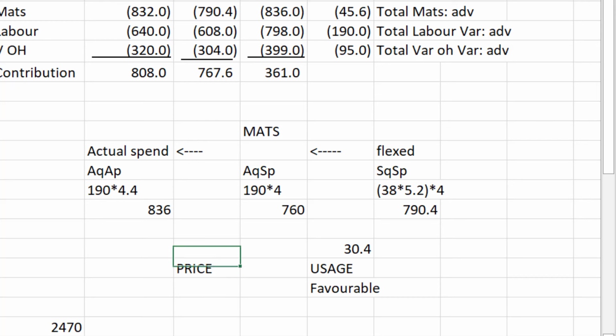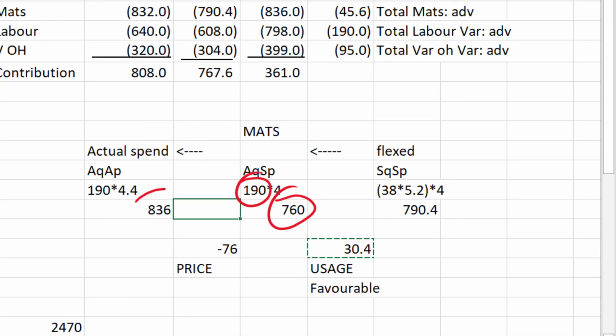Now, the price variance is the other side. And I can just copy that, can't I? Because we're using relative cells, and it's a negative. So here we're saying, when I go to the shop and I buy 190 kilos, I should pay 760. I did pay 836. I paid more. I chose a different supplier potentially, or I bought a different grade, higher quality, or I was a bad negotiator. Okay, so that would be adverse here.